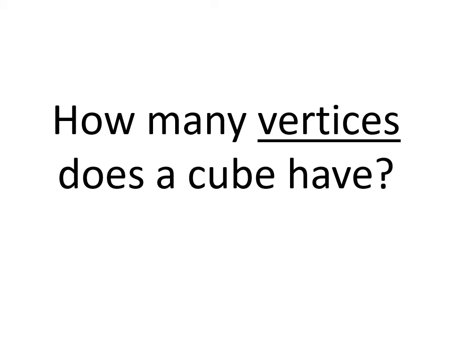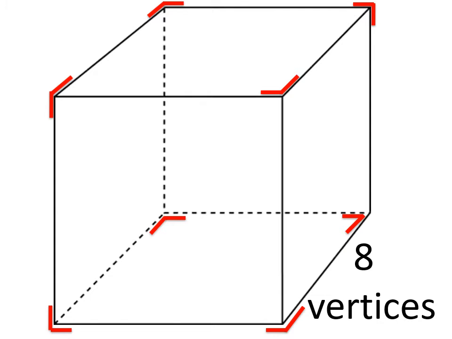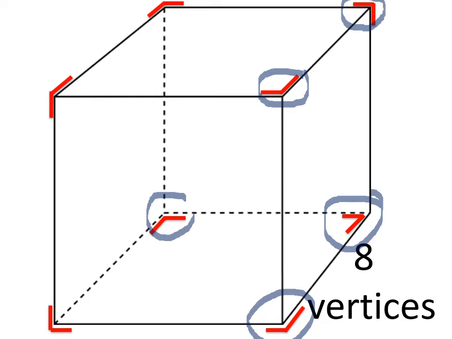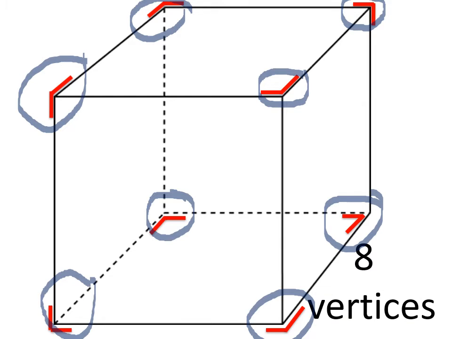How many vertices does a cube have? Let's take a look. All right, we can see the vertices or the pointy edges, the corners. These are right here where all of these red marks are. These are our vertices. All right. Okay, and we have 8 vertices on our cube.